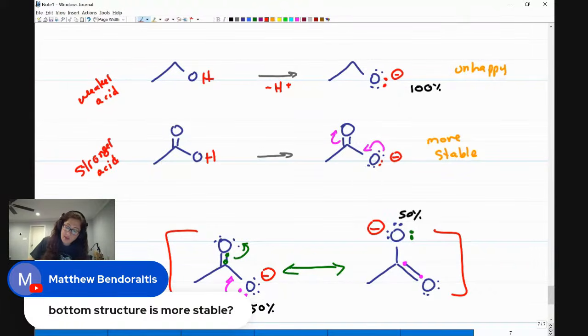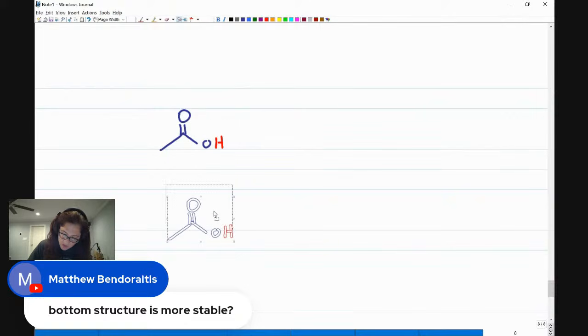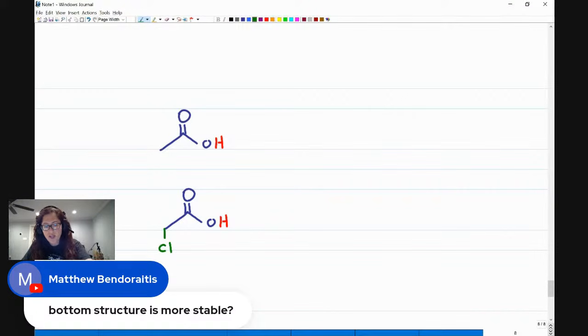So seeing that the carboxylic acid is the more stable, or is the stronger acid because it gives you the more stable conjugate base. What if I give you a carboxylic acid that looks like this? And let's put the acidic hydrogen in red. And I ask you to compare it to, well, another carboxylic acid, only this one has a chlorine right here. Which one is the stronger acid? Or if you're not sure, which conjugate base is stronger?